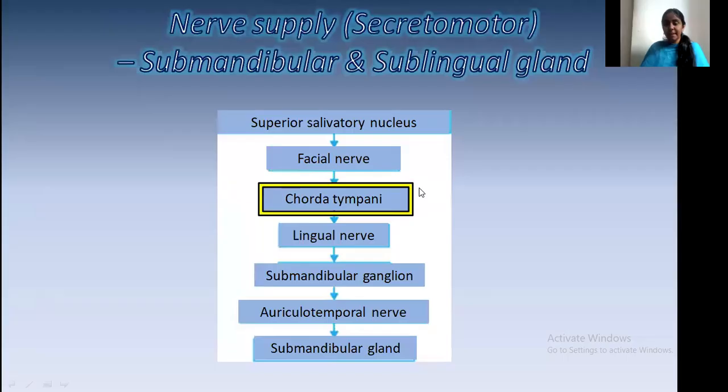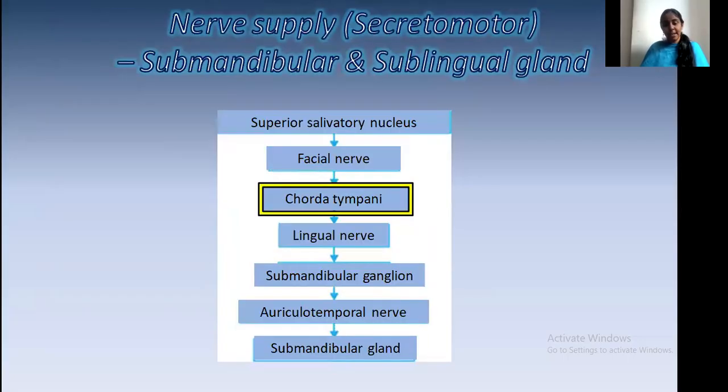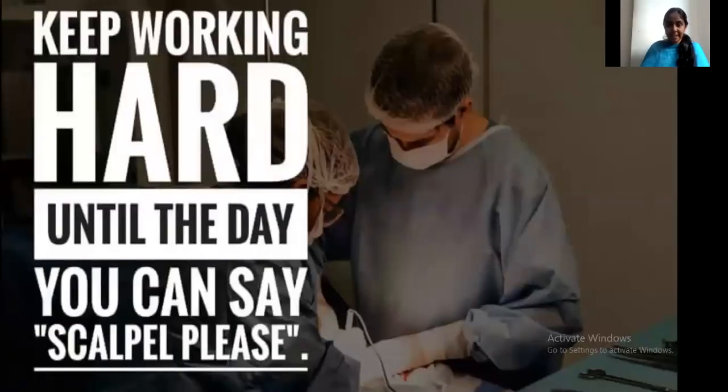Then the submandibular and sublingual glands have the same secretomotor pathway. They start from the superior salivatory nucleus, followed by the facial nerve, followed by chorda tympani, which is the secretomotor nerve supply to the submandibular and sublingual gland. There it was auriculotemporal in the parotid gland. Here it is chorda tympani, followed by the lingual nerve, submandibular ganglion, and the submandibular gland. We are ending this session.